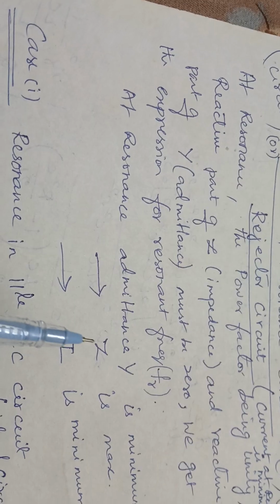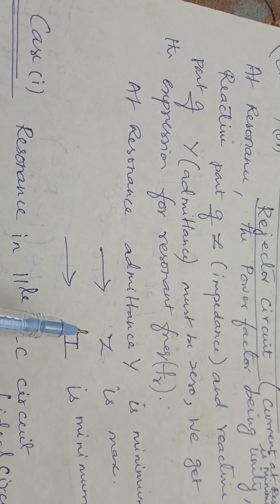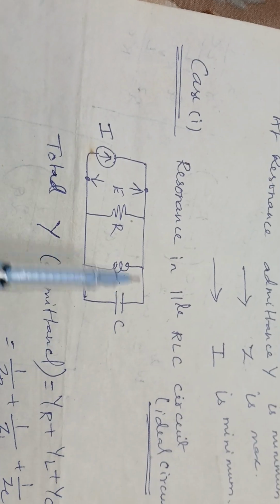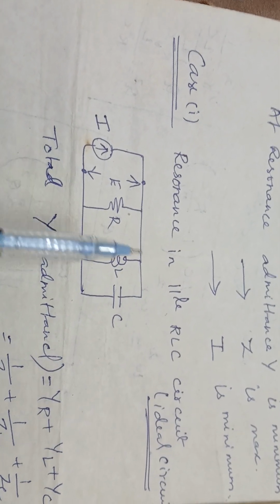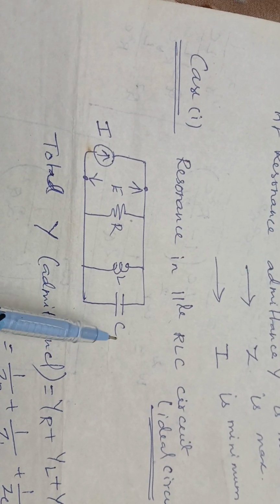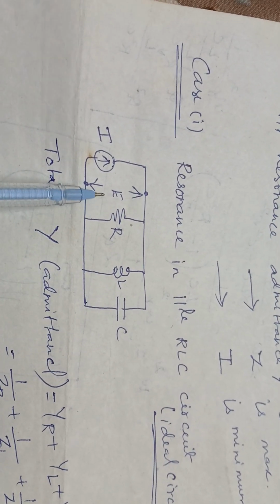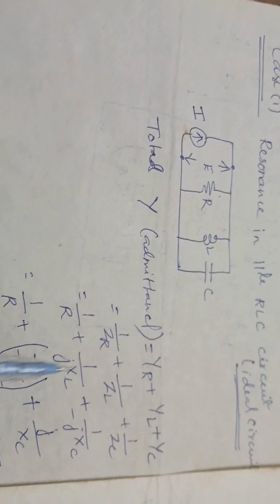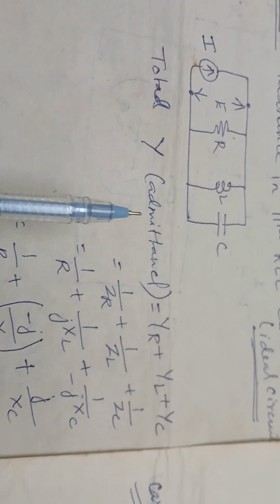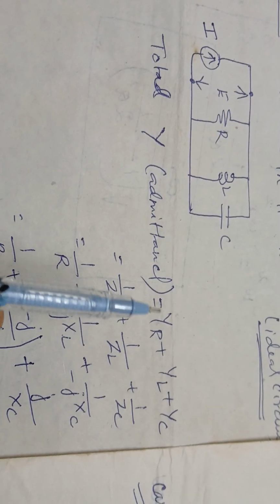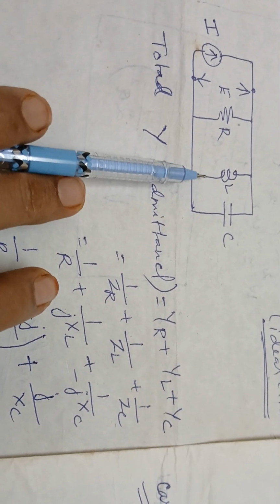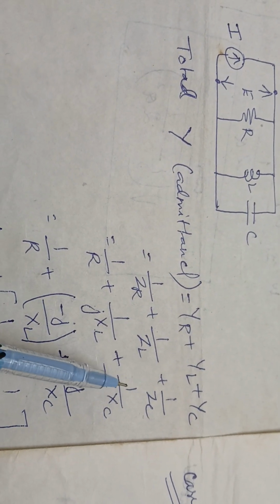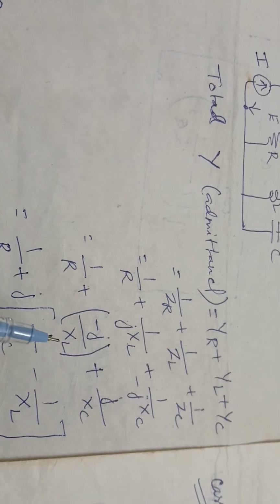At resonance, admittance Y is minimum, impedance is maximum, current is minimum. So in the case of the parallel RLC circuit, R, L and C are in parallel. This is a supply voltage and this is a current source. So admittance, represented as Y, is the summation of YR, YL, YC. So it is nothing but 1 by ZR, 1 by ZL, 1 by ZC. So it is nothing but this expression.